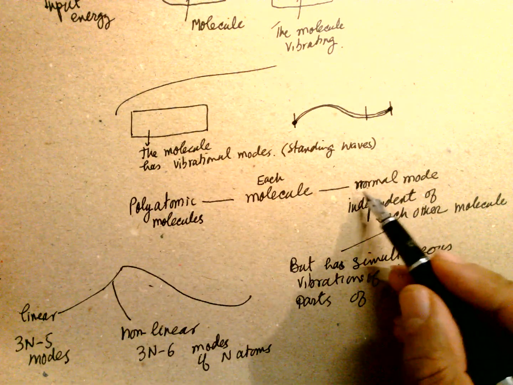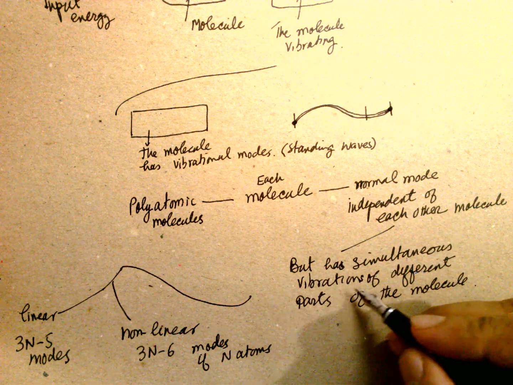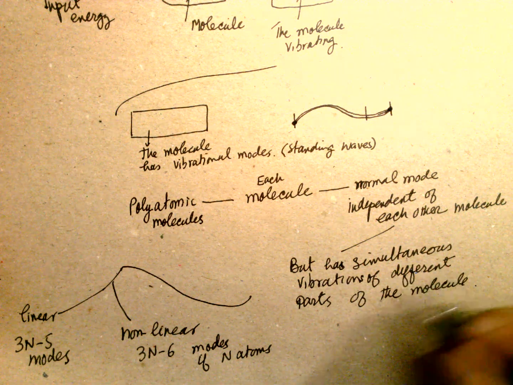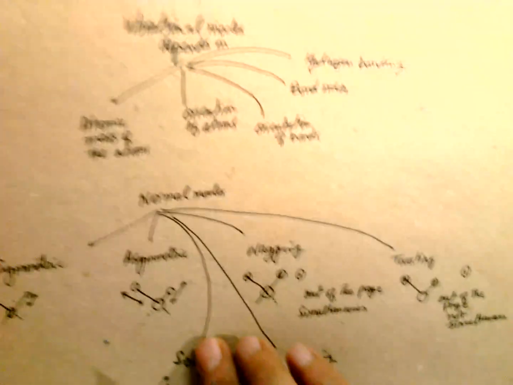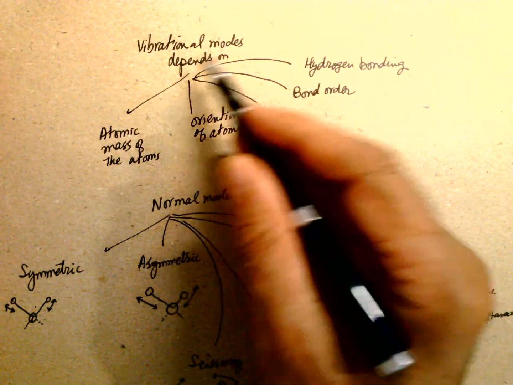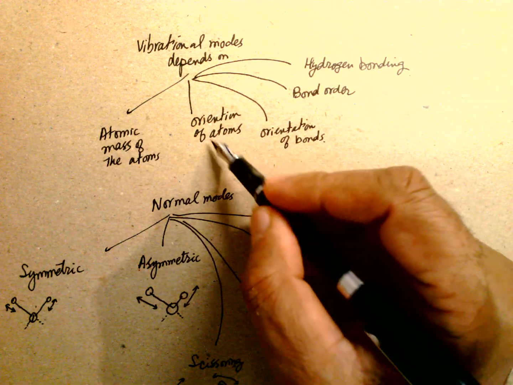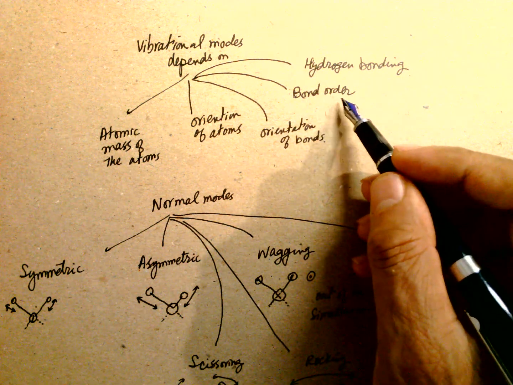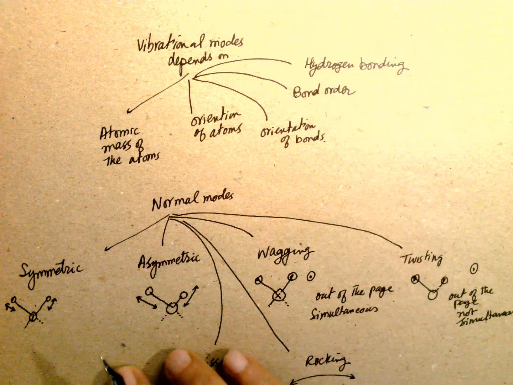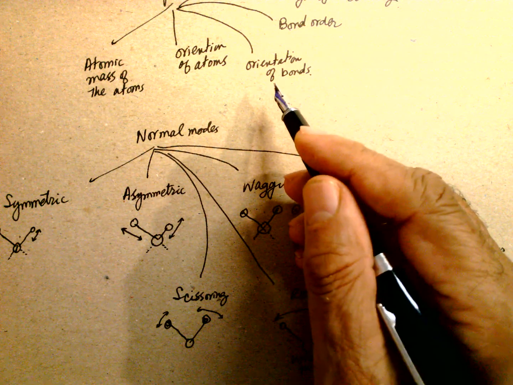There are normal modes independent of each other, but with simultaneous vibration of different parts of the molecule. The vibrational mode depends upon the atomic mass of the atoms, the orientation of the atoms, the bond order, pi bonds and sigma bonds, and hydrogen bonding in the molecule.